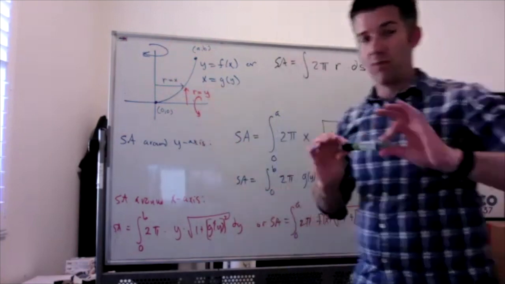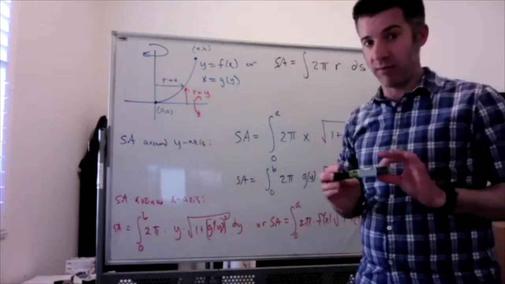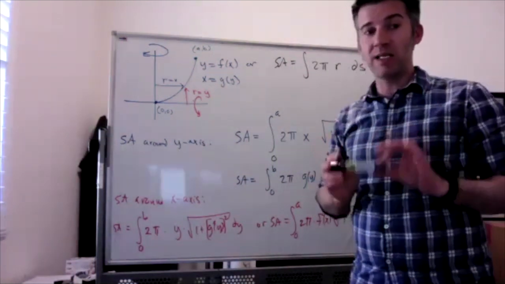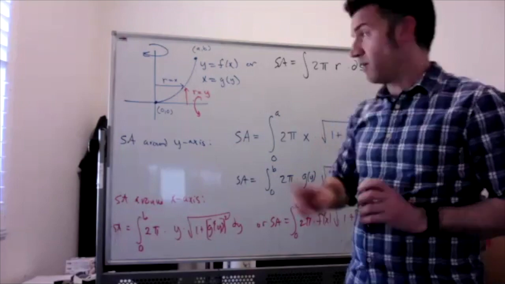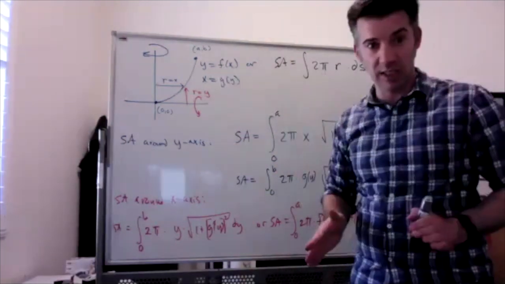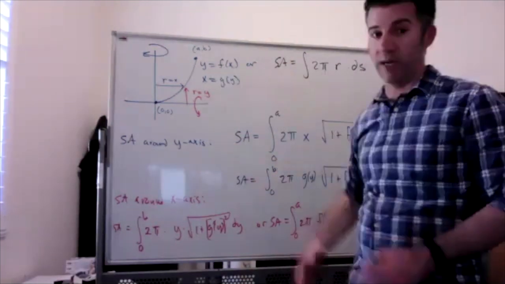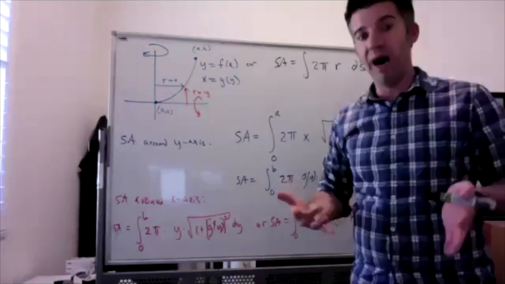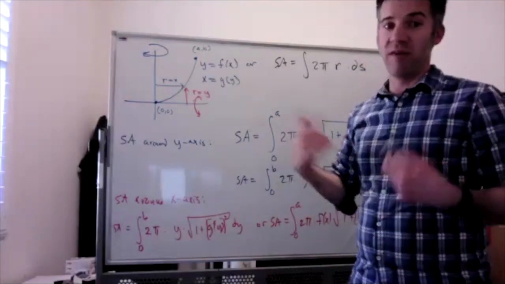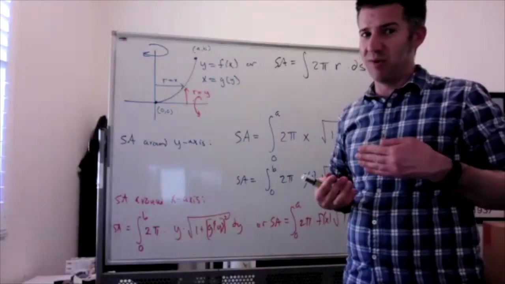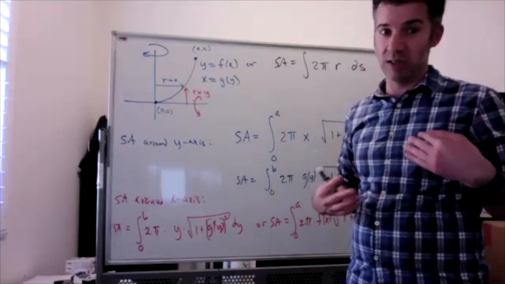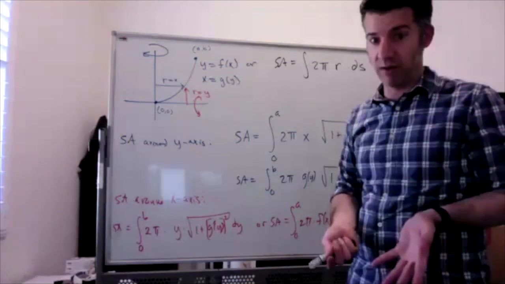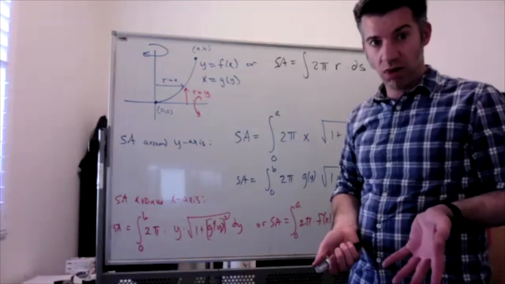So what I would really, really strongly encourage everyone to think about for these surface area ones is that your radius is always just the variable. If you're going around the y-axis, your radius is just x. If you're going around the x-axis, your radius is just y. But if you're using the other variable, then you have to say, oh, well, what does that equal in terms of the other variable? Then it's not just the other variable, it's whatever the function of the other variable is. Whew.